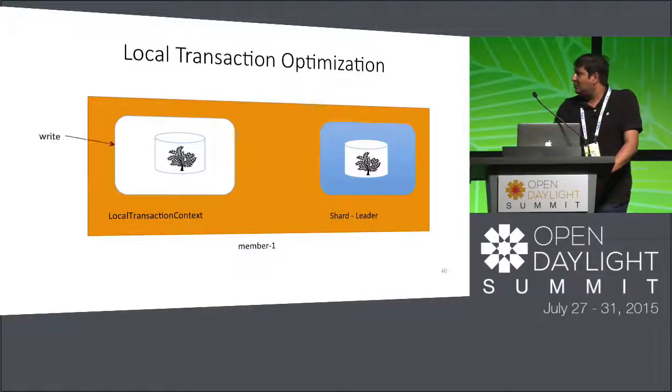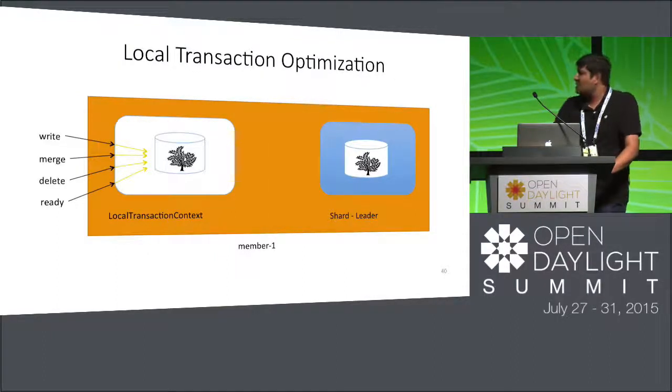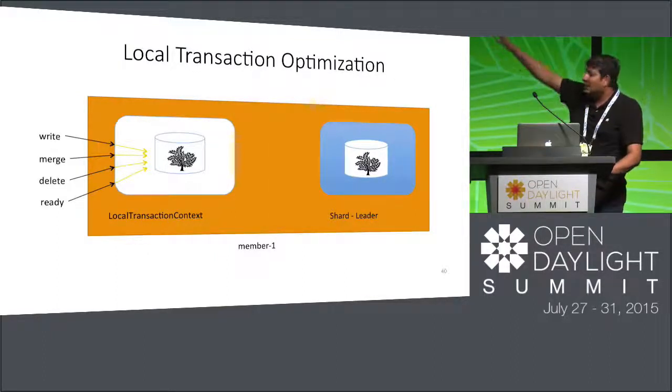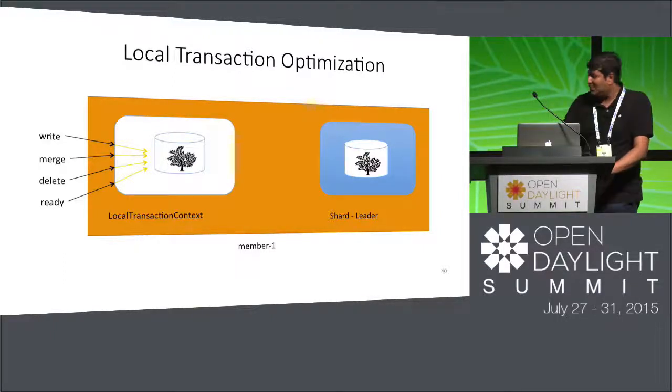Once you do that, any operation that you do on the transaction context is directly done on the data tree right there: write, merge, delete, ready. Essentially what happens is when you commit it, the commit is sent over as a message to the remote shard. But since both of them hold the reference to the same object, they can work with it. So that's basically how local transactions work.